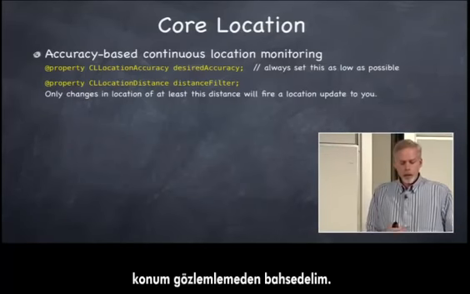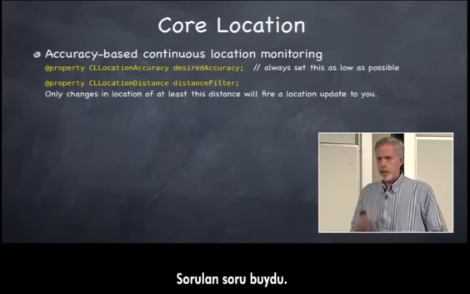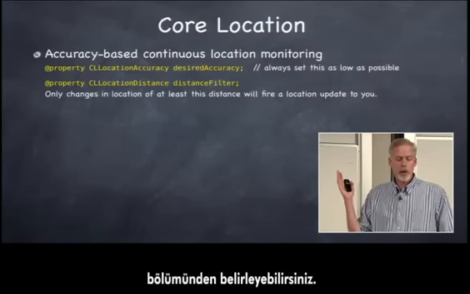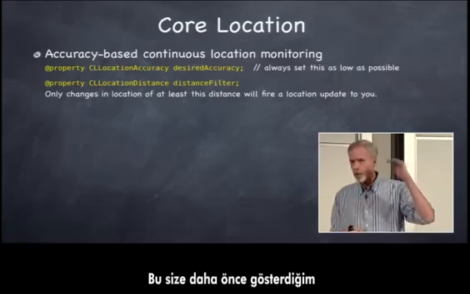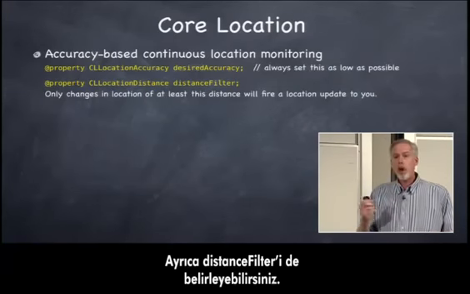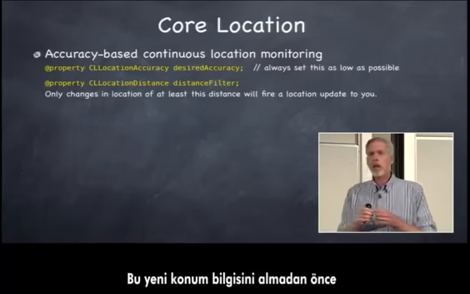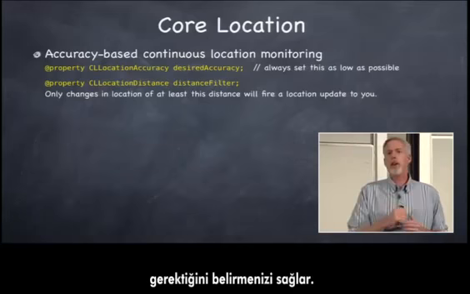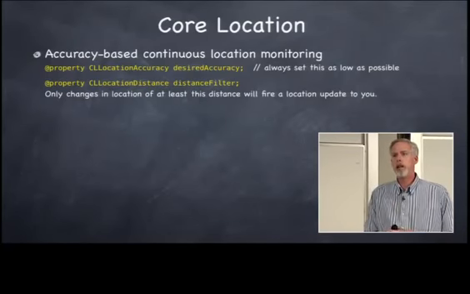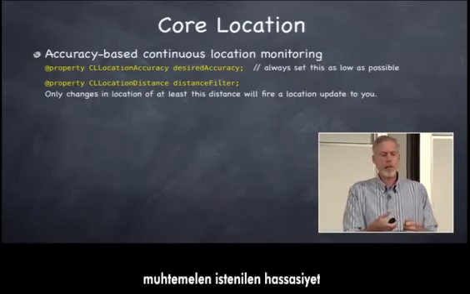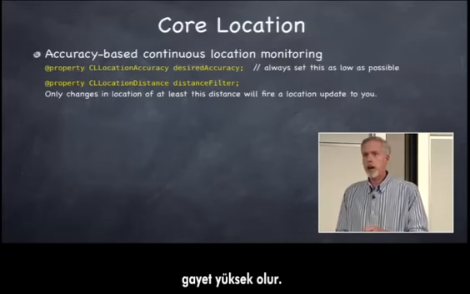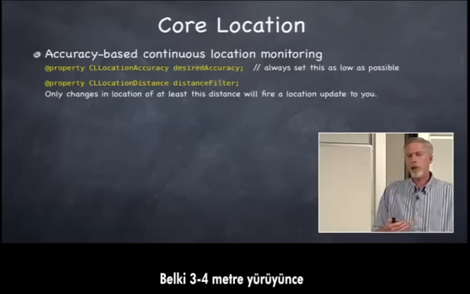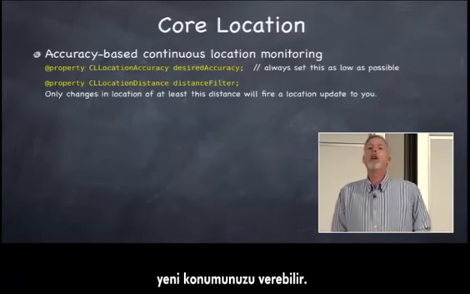All right, so the different kinds. Let's talk about accuracy-based continuous location monitoring. Okay, so this was the question that was asked. You specify this property on the location manager called desiredAccuracy. It's one of those constants I showed you on the previous slides. And you can also specify this distanceFilter, which is how much the location has to change before you're going to get notified of a new location. So if you're walking around and using it as a pedestrian, probably you want very high desired accuracy, and you want the distance filter to be pretty short, maybe 3 or 4 meters the person walks, and it gives you a new location.